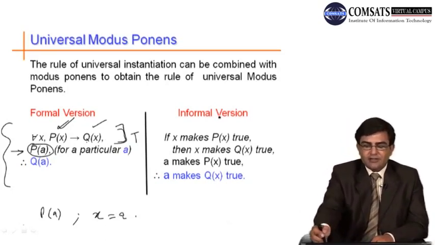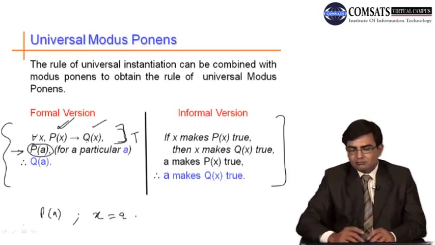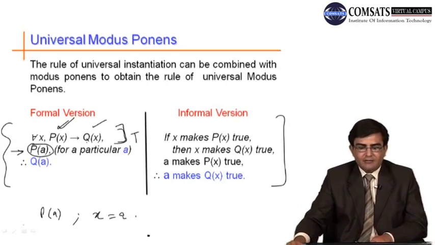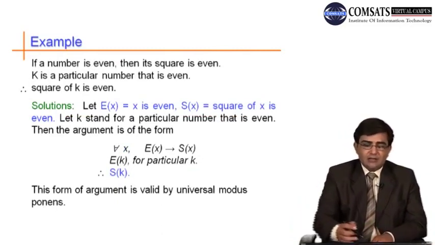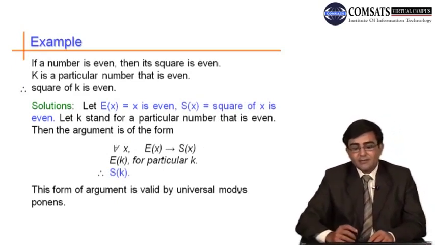An informal version of this universal modus ponens is: if x makes p of x true, then x makes q of x true. If a makes p of x true, then a makes q of x true. So this is the informal version. For example, if a number is even, then its square is even. So this is basically a universal statement. You can say that for all x, e of x implies s of x. This is a universal conditional statement.